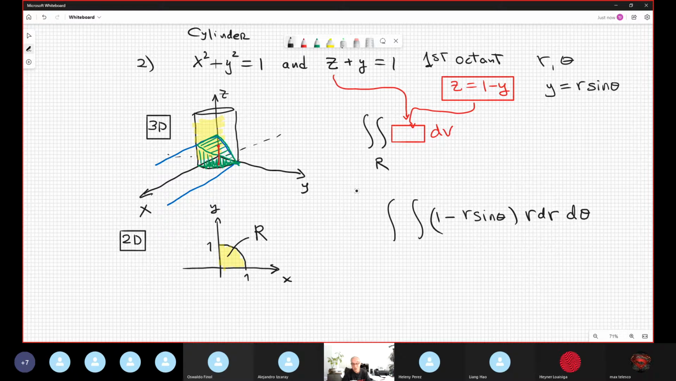Entonces, this is super easy. The integral goes from 0 to 1 in r. The integral goes from 0 to pi over 2 in theta. End of the story. Do you understand very well?